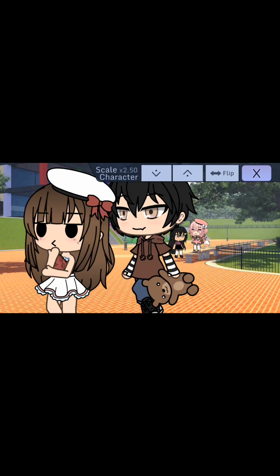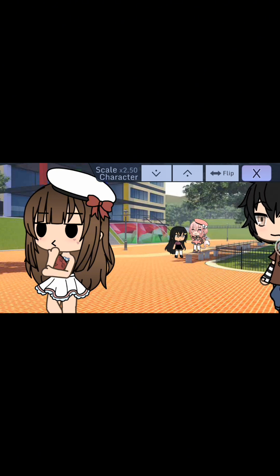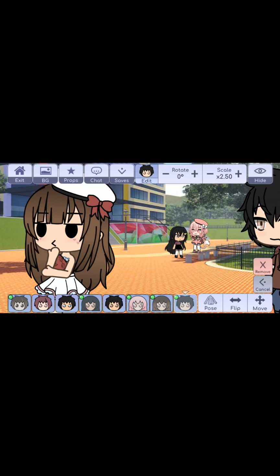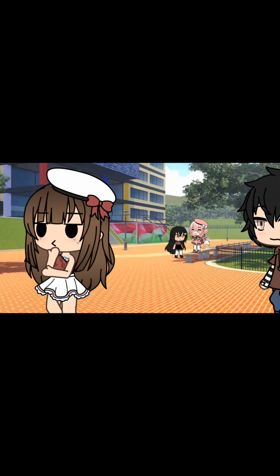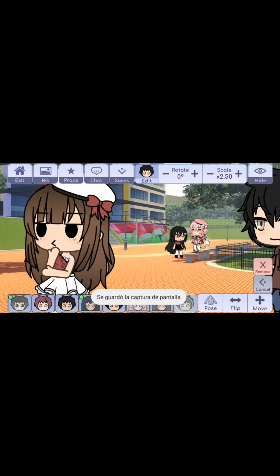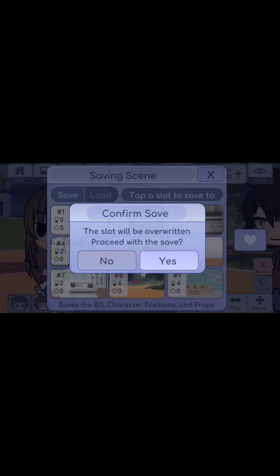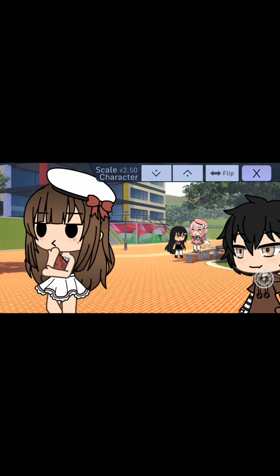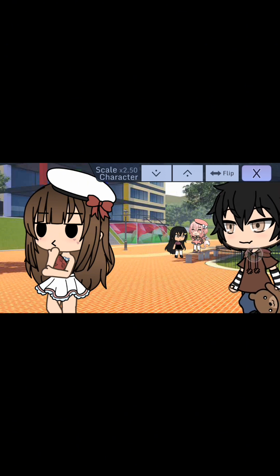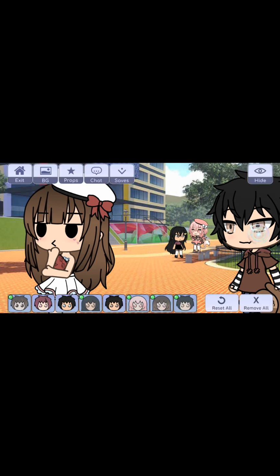For the other characters, if they're gonna be just as up close as her, you're gonna have to be careful and make sure that they are the same height. Although their height from right here is the same, their height from their character might vary depending on how tall or short you make them.